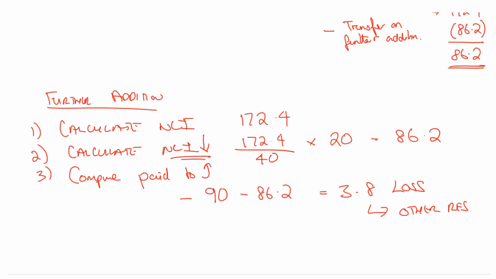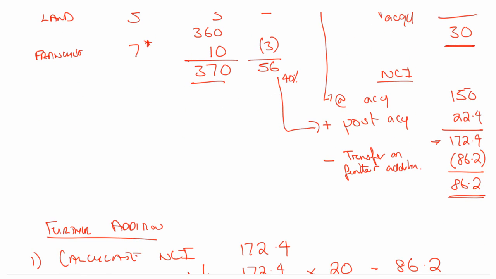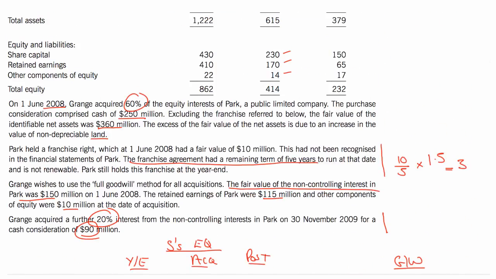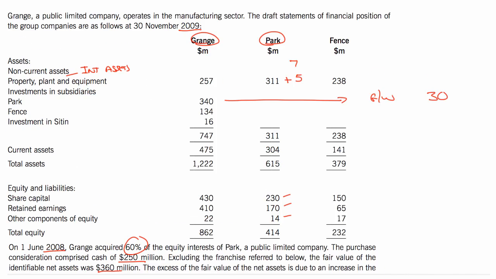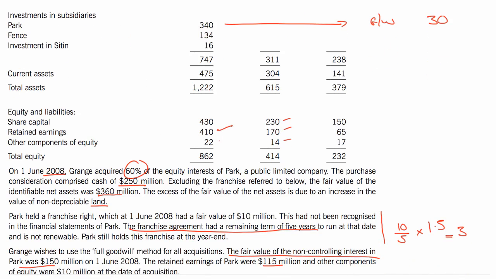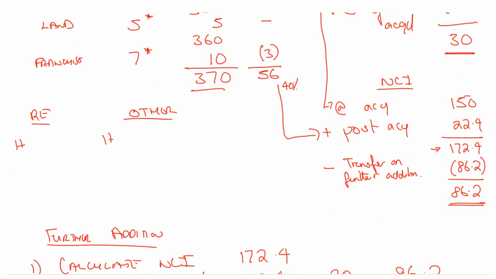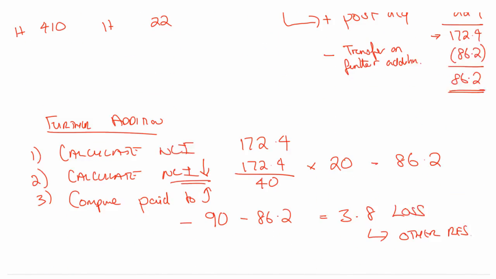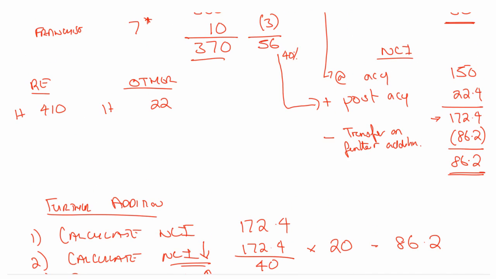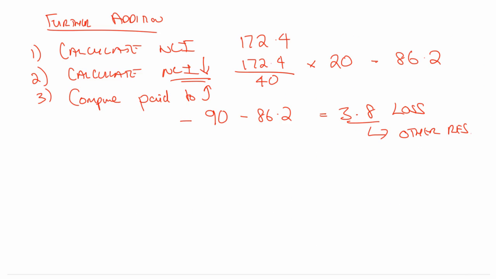So, let's deal with that then. Let's first of all do retained earnings and other together. There's a reason why. So, H to begin with. So we go all the way back up. It's not H, is it? It's Grange, but H, you know what I mean. Their retained earnings were 410 and their other was 22. So I can put that in. 410, 22. Now I know in the other reserves I want to put this 3.8 loss. So let's put that in. So loss on further addition, 3.8.